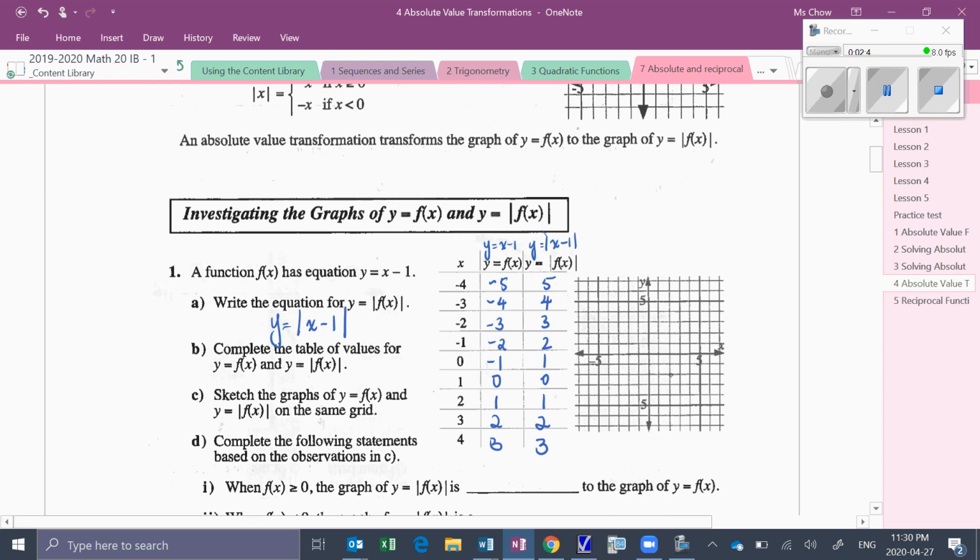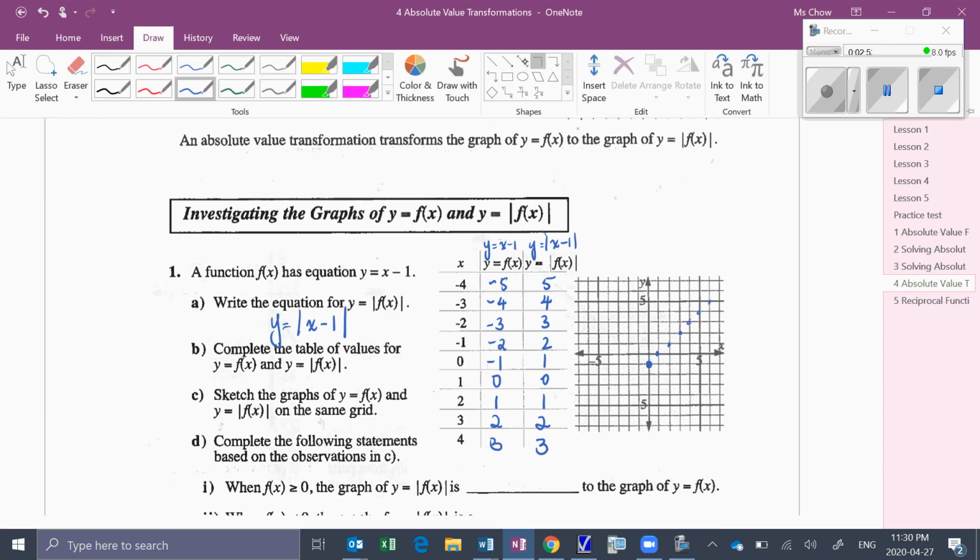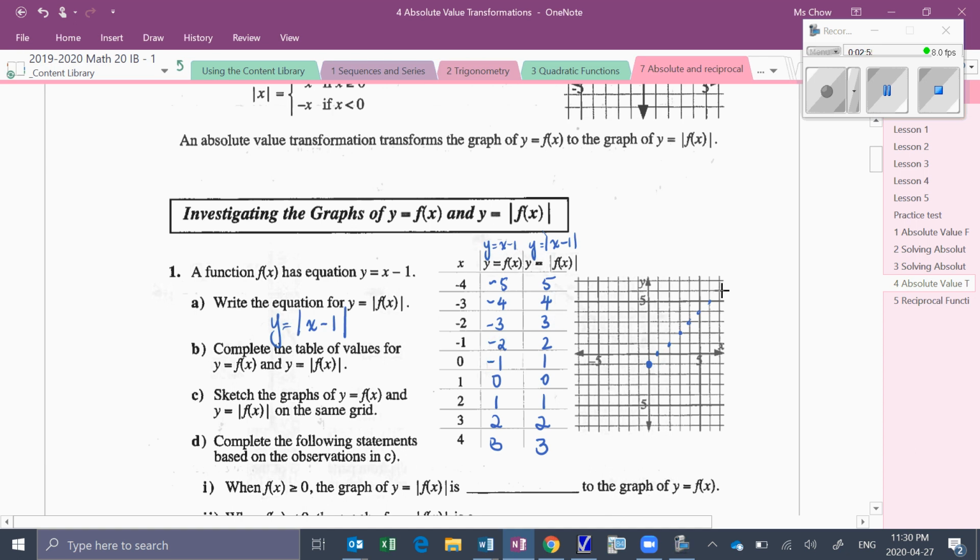So if I sketch the graph of y equals x minus 1, then again we know our x-intercept is negative 1 and slope is positive 1. So rise over run. So let's just use my line drawing tool, and there we go. So this is the graph of y is equal to f of x, also known as y is equal to x minus 1.